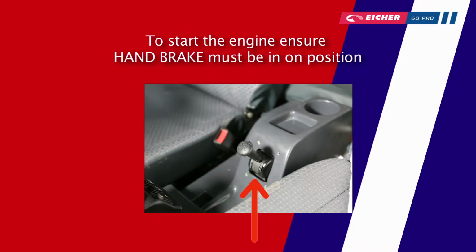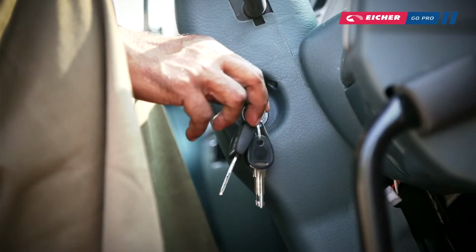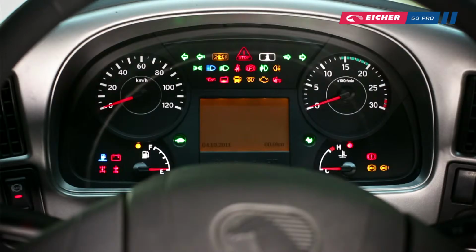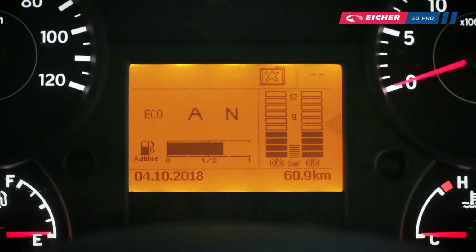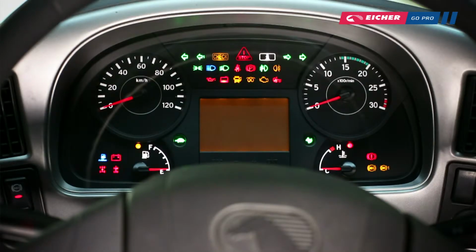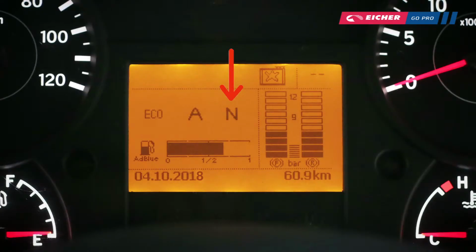To start the engine, ensure the handbrake is in the on position. Switch on the ignition switch and wait for the telltale lamps check. Ensure minimum pneumatic pressure is 6.5 bar. Watch for any warning light glowing on the dashboard and ensure N is displayed on the instrument board. By default, the vehicle should be in auto mode and eco mode. Start the vehicle.